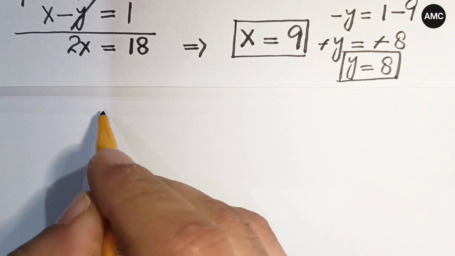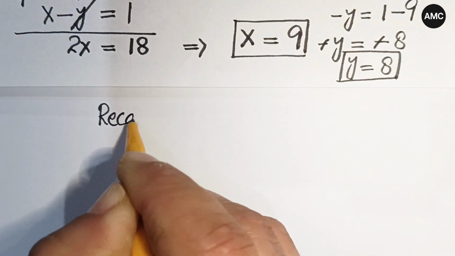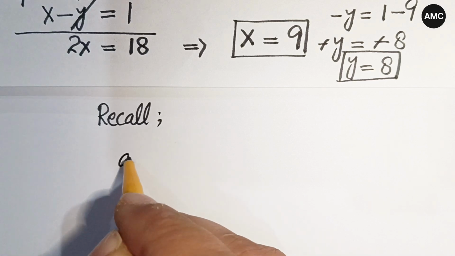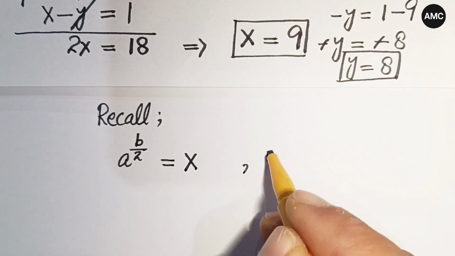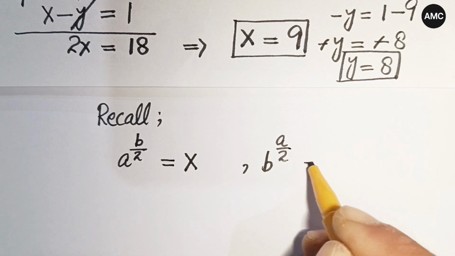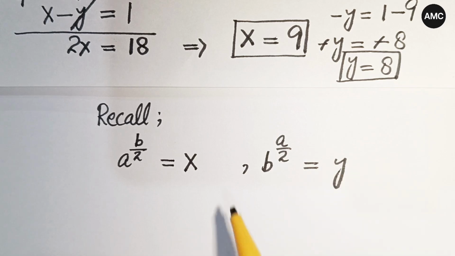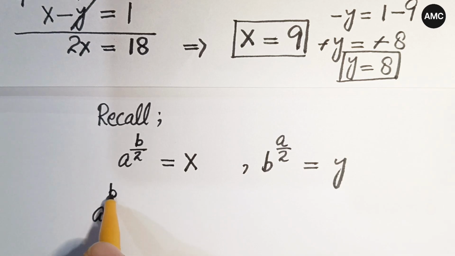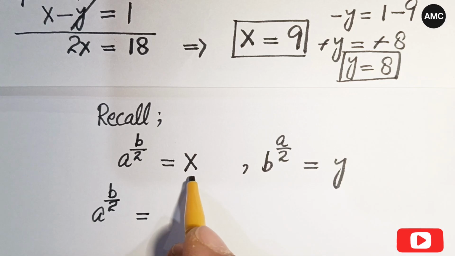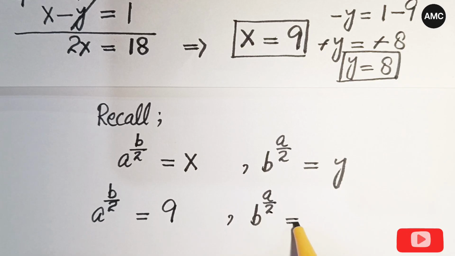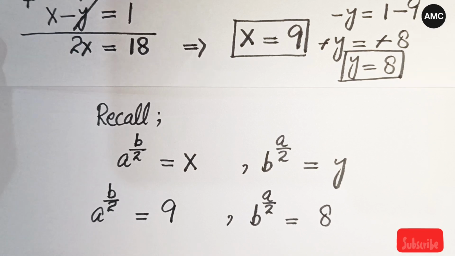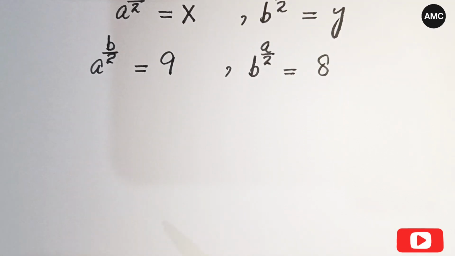Now recall our equations. Here we see that a to the power b over 2 is equal to x and b to the power a over 2 is equal to y. But here x is equal to 9, y is equal to 8, then a to the power b over 2 is equal to 9, and similarly b to the power a over 2 is equal to 8. Now we are going to find the value of a and b from these two equations.